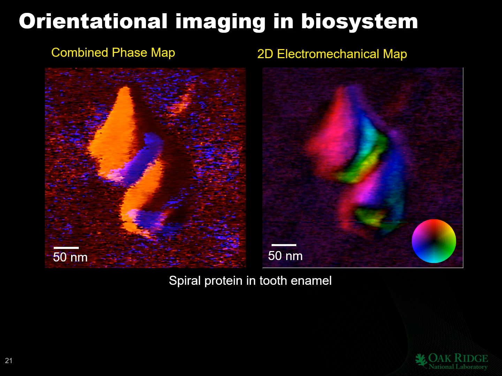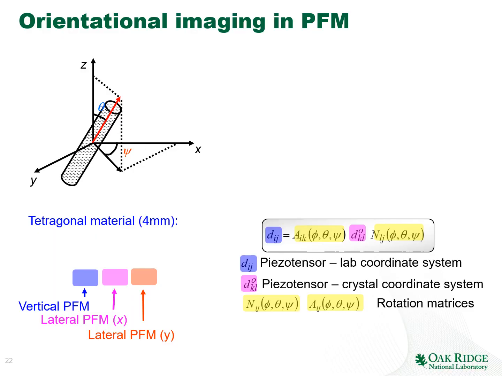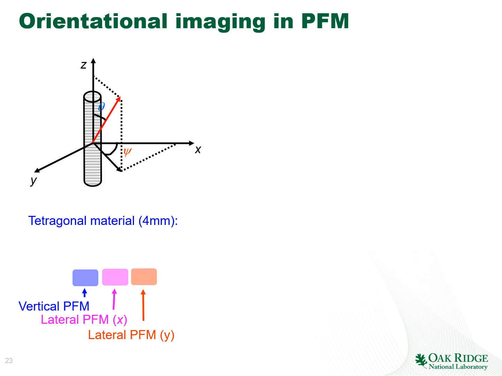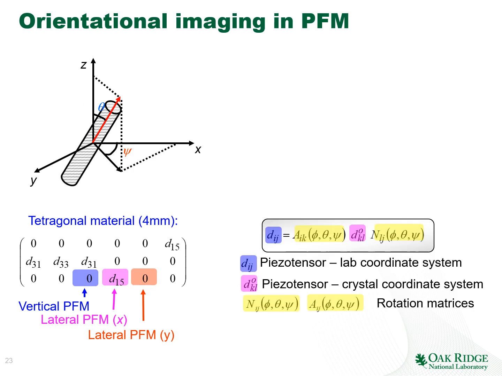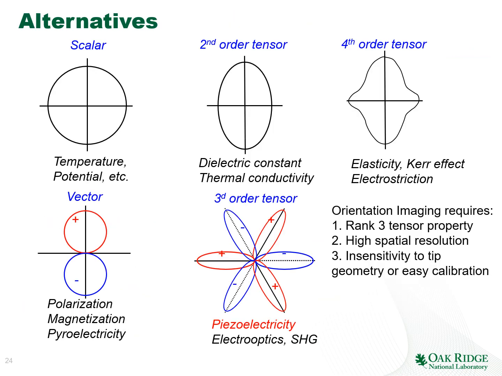In this case the resolution is less than 10 nanometers, so this is a very high resolution image of the protein inside the hydroxyapatite matrix. And it turns out that we can do a little bit of math to analyze the electromechanical response of the collagen and reconstruct the orientation of the collagen fibers inside the material. And we do it based solely on the electromechanical coupling measured inside the material using the PFM. Can we do it in any other way?